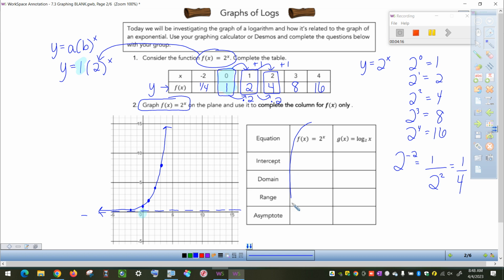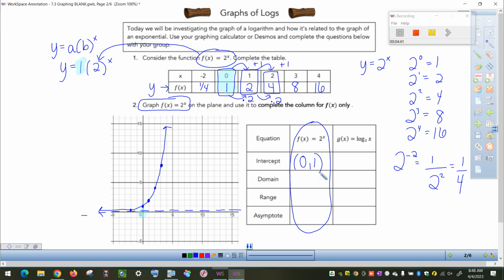All right, and from the information that we've done so far, again, this is a little review. We've seen it before. We're going to fill in these questions about y equals 2 to the x. Now, when it says intercept, this is referring to our y-intercept. We actually don't have an x-intercept on this one, right, because it's never touching the x-axis. So the y-intercept is 0, 1.